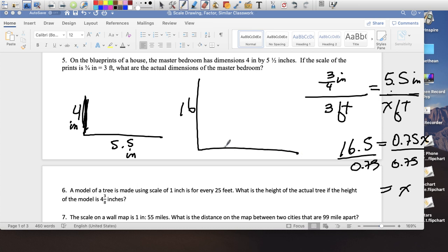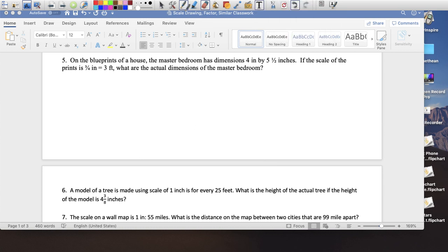And our length here is going to be 16.5 divided by 0.75, and that's going to give us 22. So the master bedroom has these two dimensions, is 16 by 22.